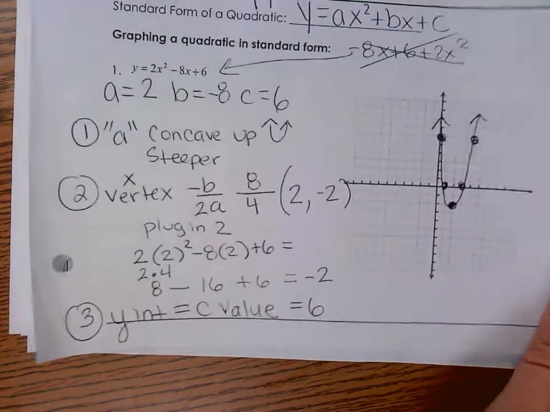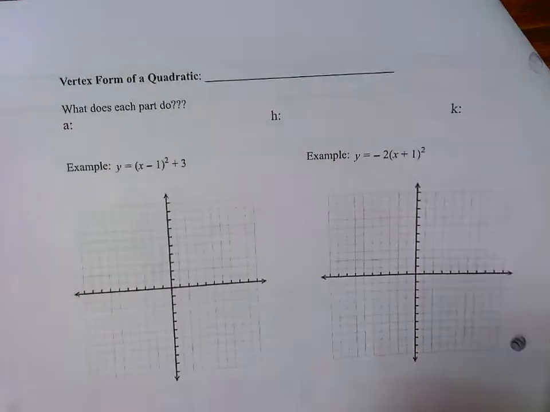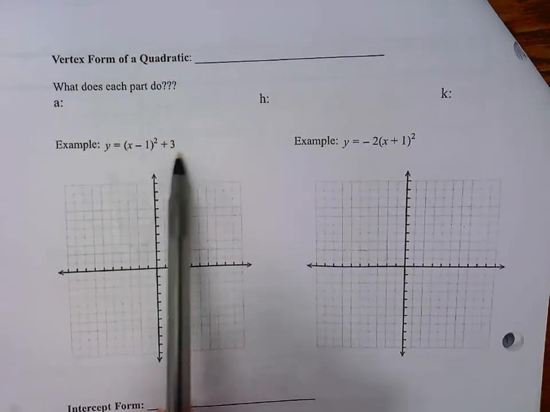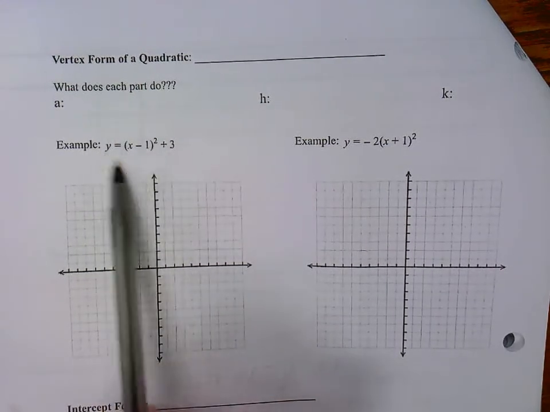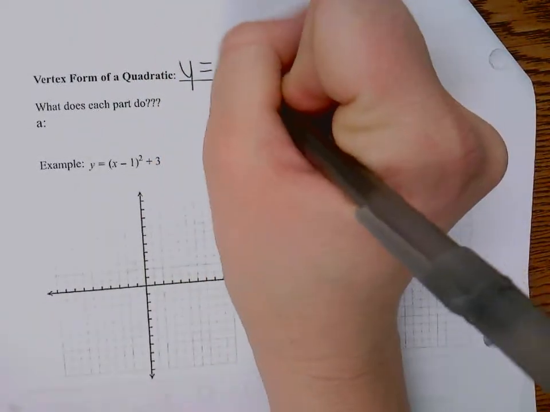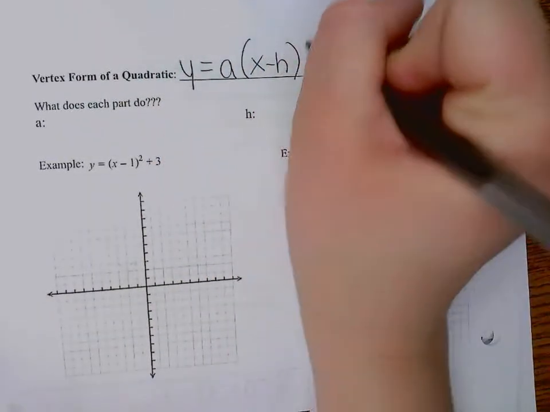Can I turn the page? Vertex form is going to be the easiest for you because we just spent a whole week on vertex form. So these should be like, oh, that's so much easier to graph. I can already read where the vertex is. You don't have to memorize this, but this is called vertex form written out.